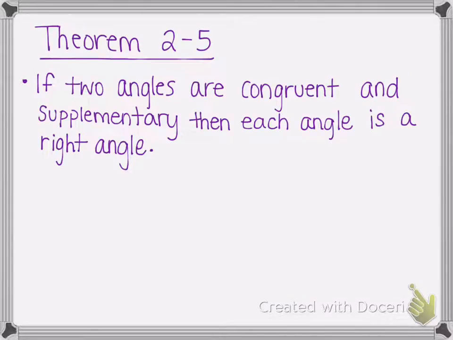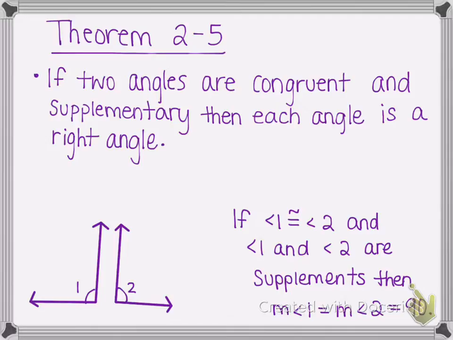Theorem 2.5 says that if two angles are congruent and supplementary, then each angle is a right angle. So let's think about this. Supplementary adds to be 180. So this is saying that you have two angles that add to be 180, and those two angles are congruent. Well, if you think about it, that's the only way that you can get 180 with two congruent angles. They both have to be 90 degrees.